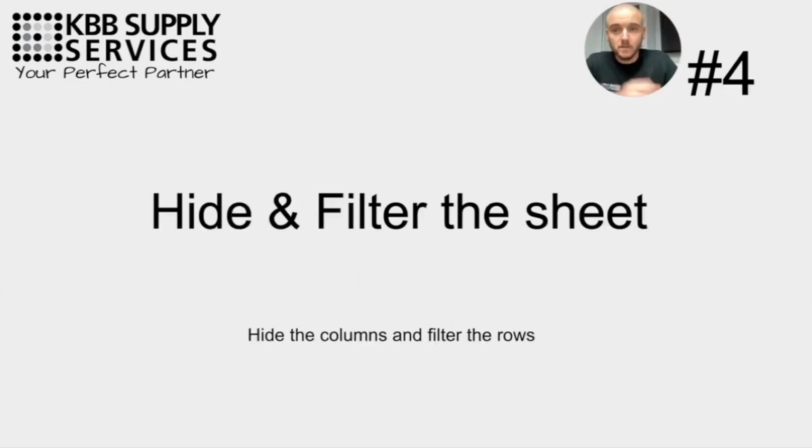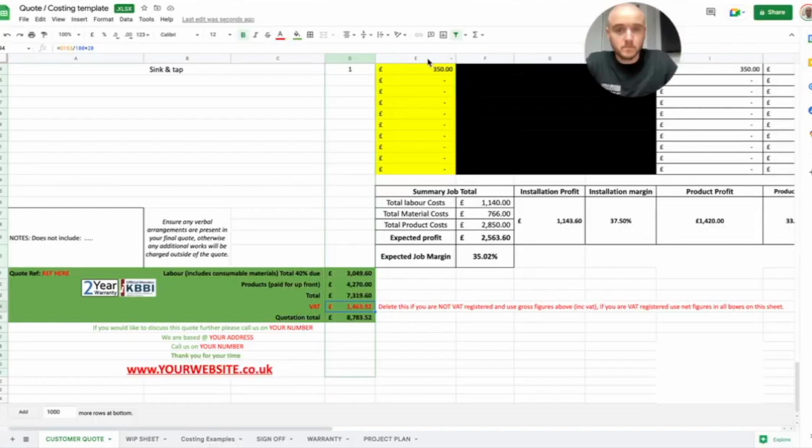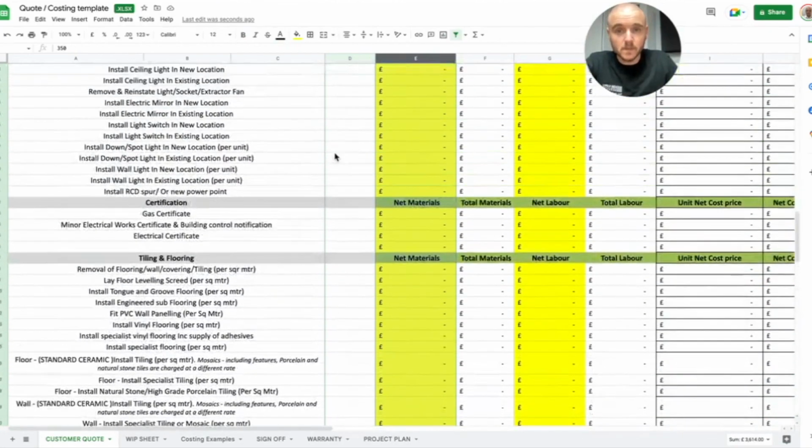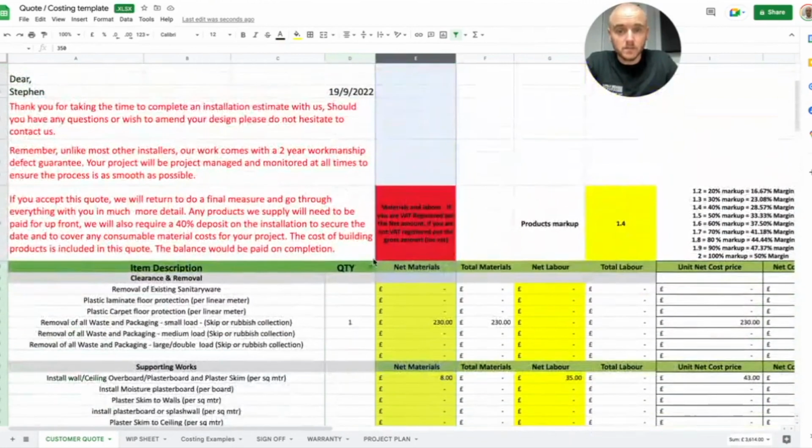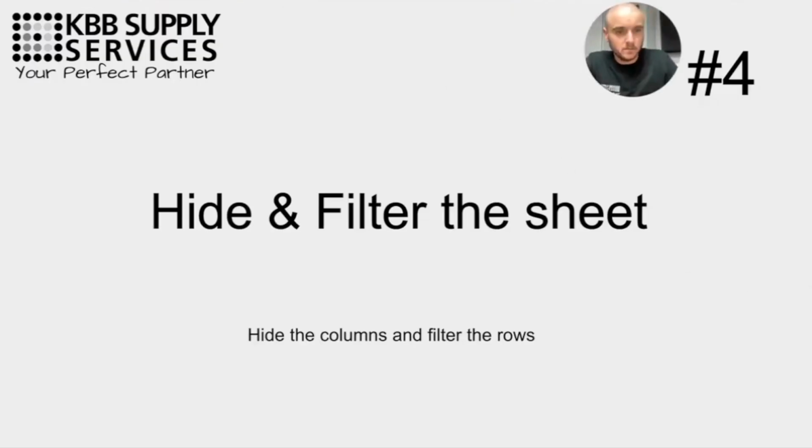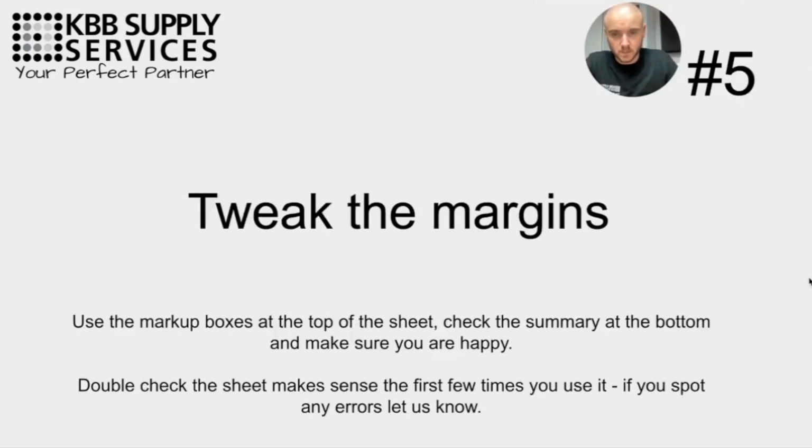Hide and filter the sheet. I've showed you how to do that. So you select the columns, select the rows. Hide the columns, and then filter the rows by using the filter that should be on this column here. When you download the sheet, if you have any problems or it doesn't work as expected, give us a shout and we'll try and sort it out.